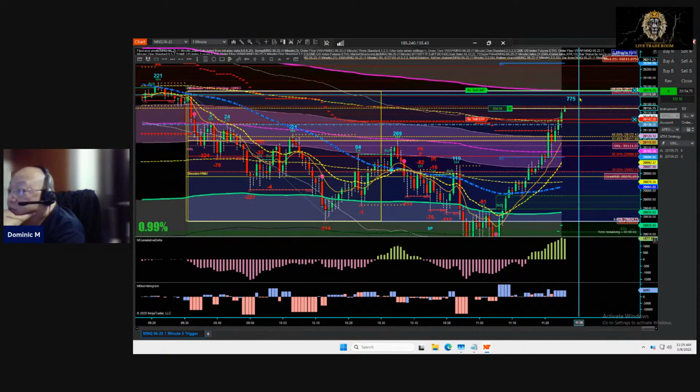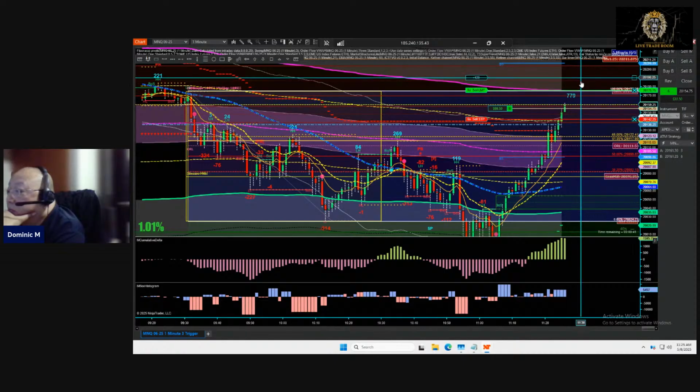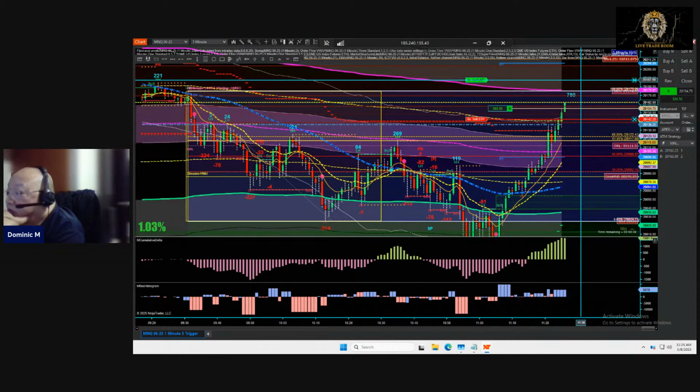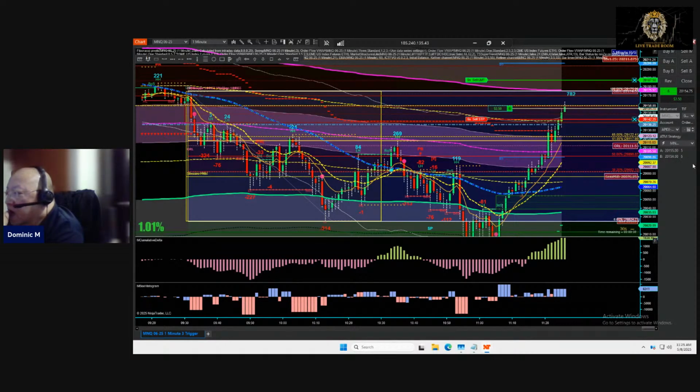Try to get up to here. We have a fair value gap up here. That's the mid right there. Order filled.